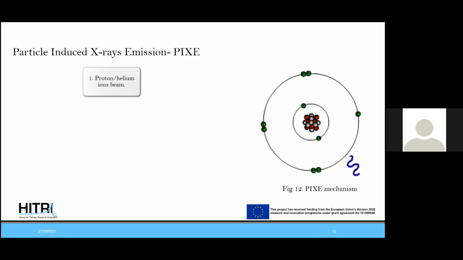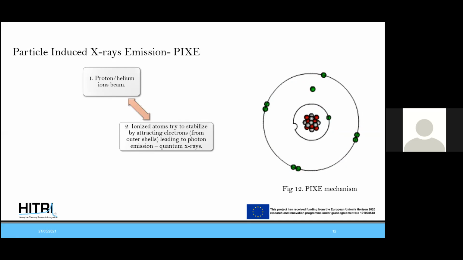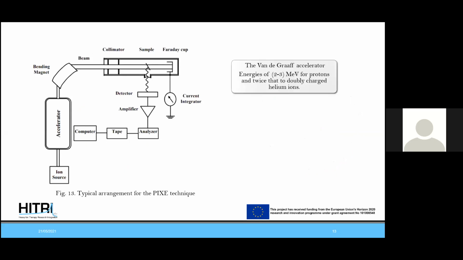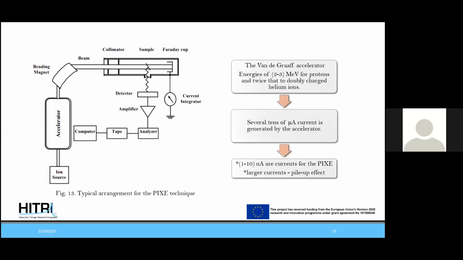We can analyze those X-rays with different detectors. Figure 13 presents the components for this method, and here I also mentioned energies. The Van de Graaff accelerator is the one that is mostly used, but there are studies about using RFQ also. The currents needed for PIXE are in the order of nanoamps, because larger currents would create a pileup effect. Pileup is the overlapping of peaks in the spectrum, so we wouldn't be able to read which element is detected.